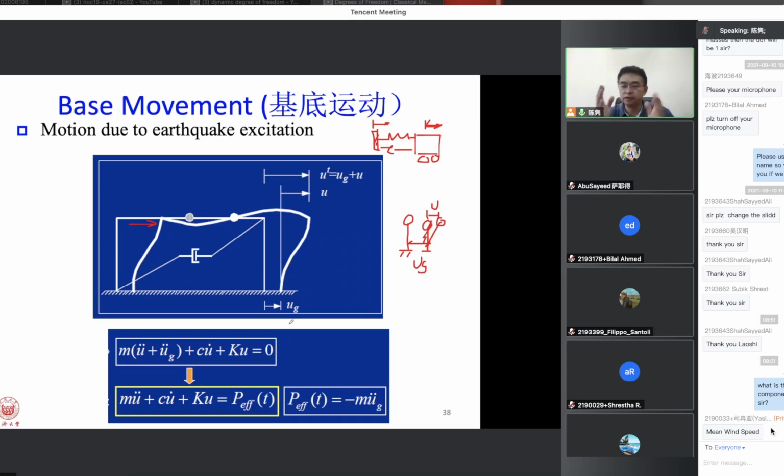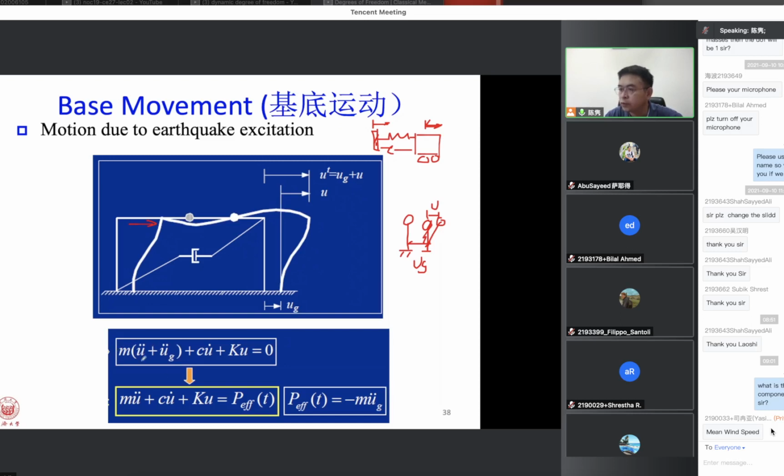You can think like this: it moves here, and of course the structure starts to vibrate, but you can separate this. You can separate this: move, then vibrate, then move, vibrate. So from here, we can know the equation of motion.